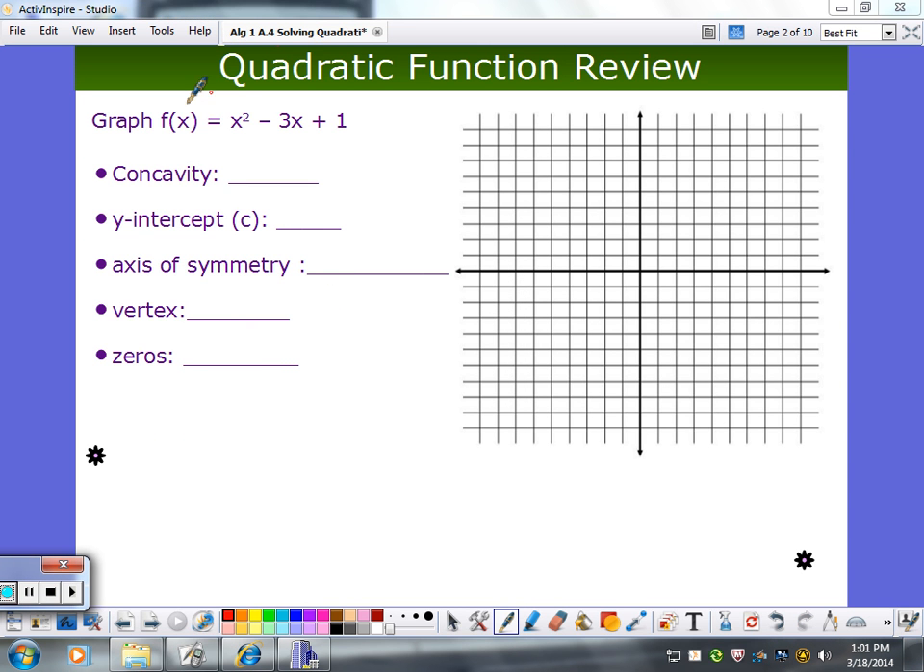Review here on graphing. So what's A, what's B, and what's C? This one's C. There you go. Okay, so what's A? What's B? And what's C? Kind of up or down? Give me a smile. Okay. Y-intercept? 1. Axis of symmetry?